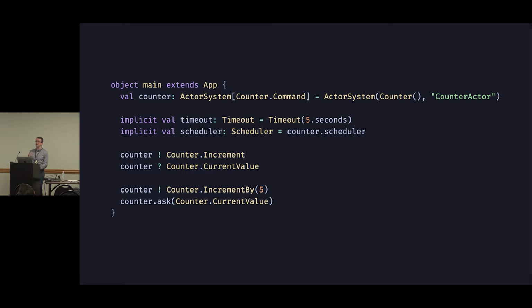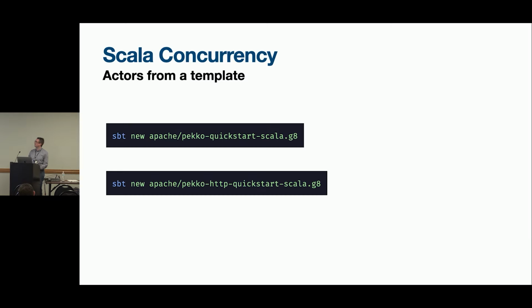Now that we have a thread-safe state machine, we can use that to implement our JustClout. You don't have to create an actor from scratch. Pekko provides templates for you. If you have the Scala build tool, SBT, installed, you can run the following commands. JustClout will be using the Pekko HTTP quickstart template.